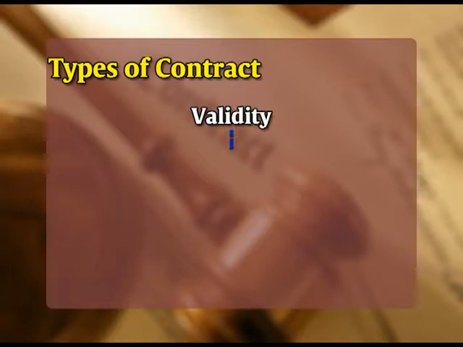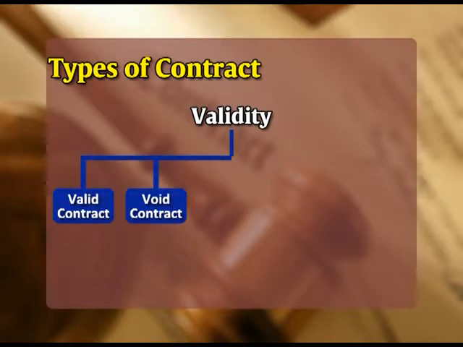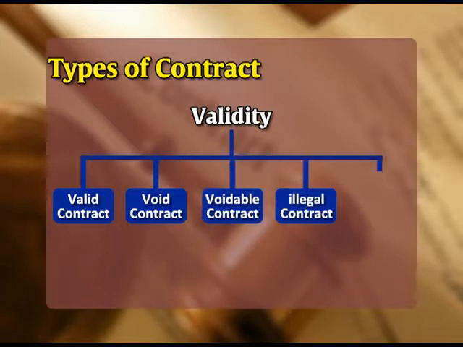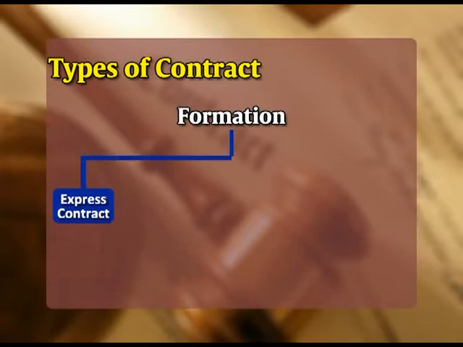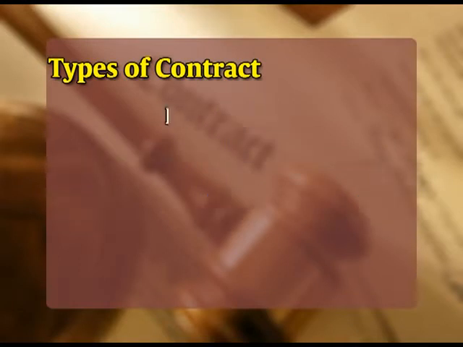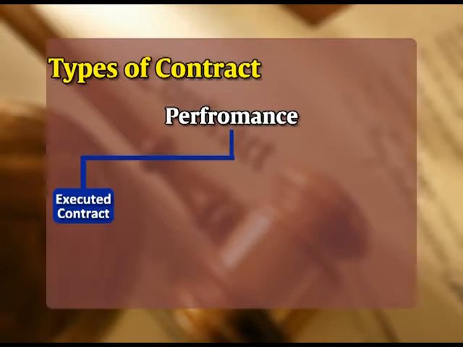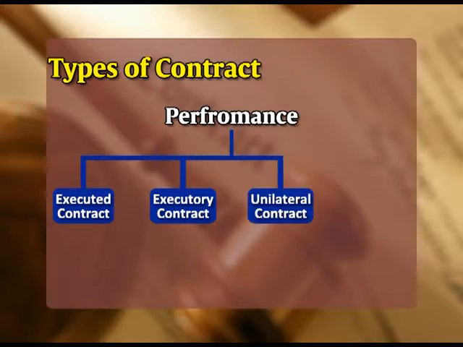Types of contract on the basis of validity: valid contract, void contract, voidable contract, illegal contract, and unenforced contract. Types of contract on the basis of formation: express contract, implied contract, and quasi-contract. Types of contract on the basis of performance: executed contract, executory contract, unilateral contract, and bilateral contract.